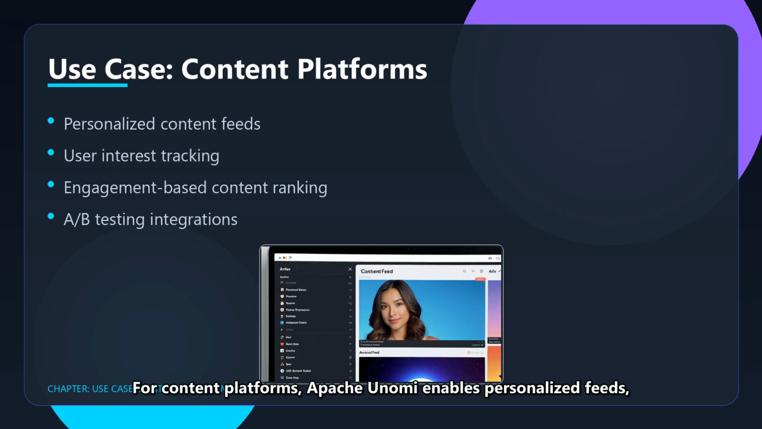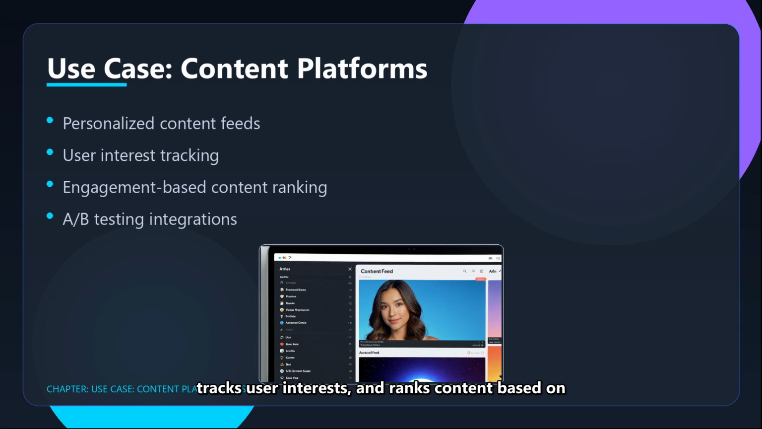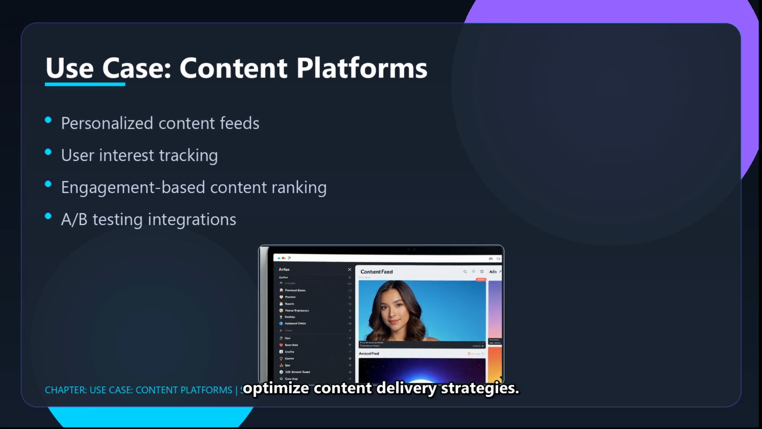For content platforms, Apache Unomi enables personalized feeds, tracks user interests, and ranks content based on engagement. It also supports A/B testing integrations to optimize content delivery strategies.